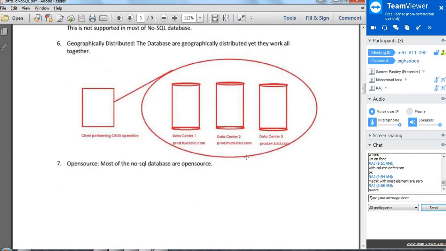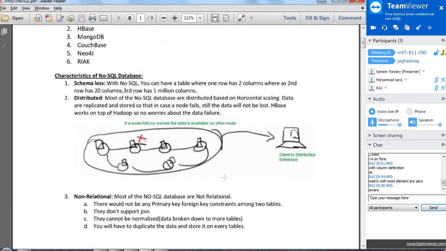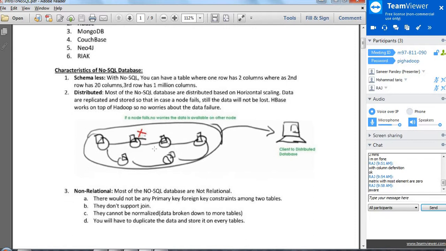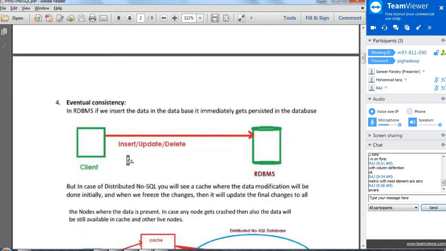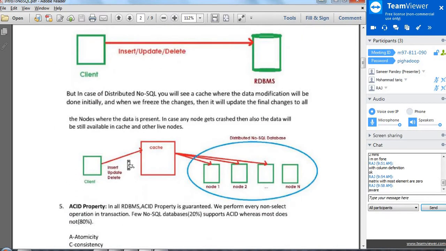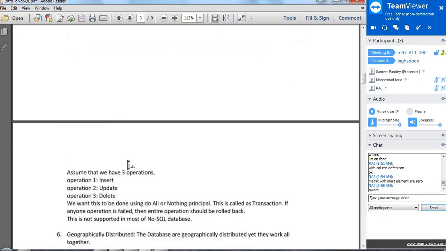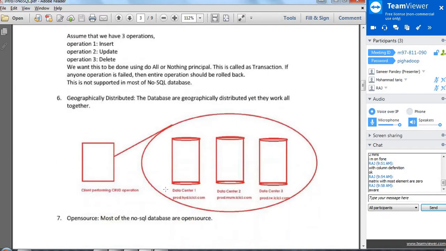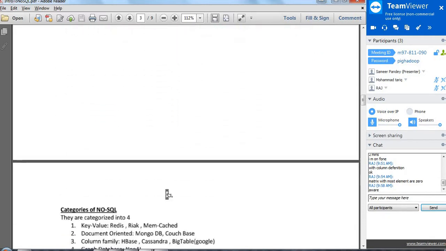And the last, that most of the NoSQL databases are open source. That is free and easy to use as well. So we just have an overview. I have not discussed anything in much detail. I'm going to discuss it, but just an overview on NoSQL: it is schema-less, it's distributed, it's non-relational, it has eventual consistency, some few databases support ACID properties, few don't. It's geographically distributed and it's completely open source.